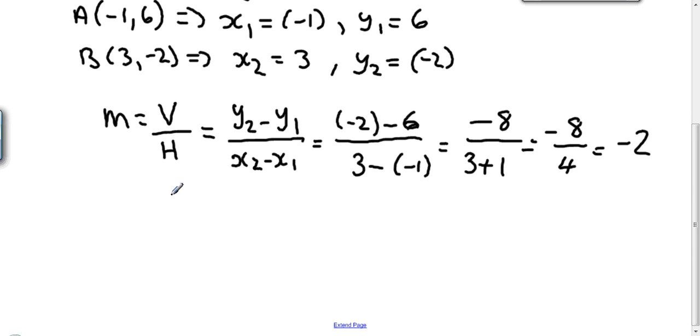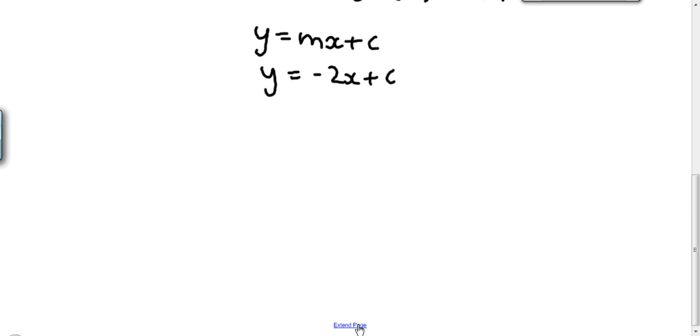The gradient is -2. So we'll go back to the formula we had before: y = mx + c. Now substitute in the gradient we now know. So that's going to be y = -2x + c. Right, so we still have to work out what c is.